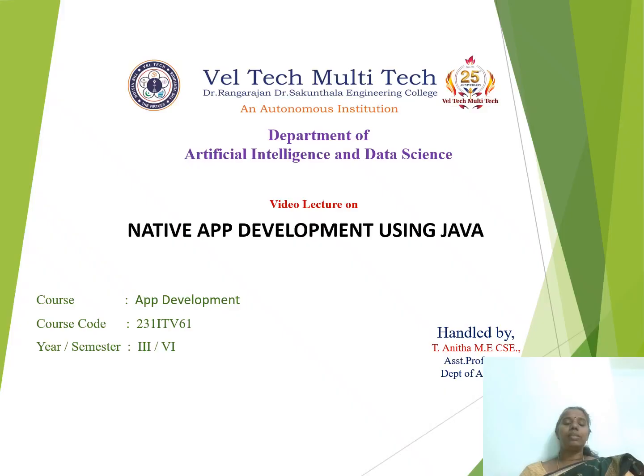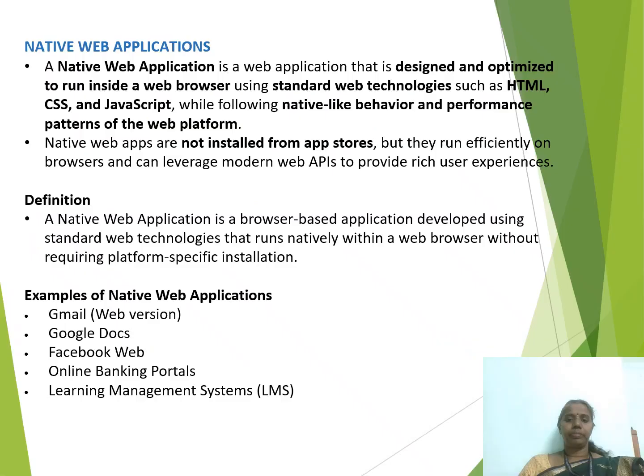I am going to explain about the course, App Development. The course code is 231 IT V61. I am going to handle the course for third year 6th semester students. I am going to explain about the video lecture on native app development using Java.